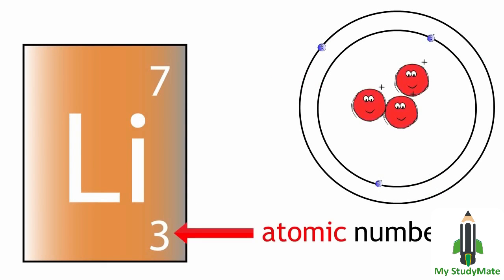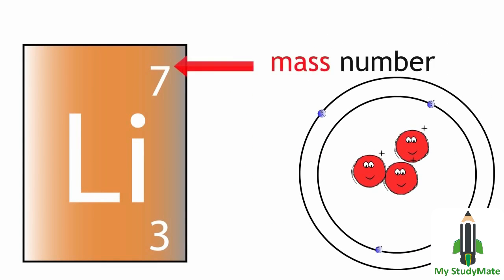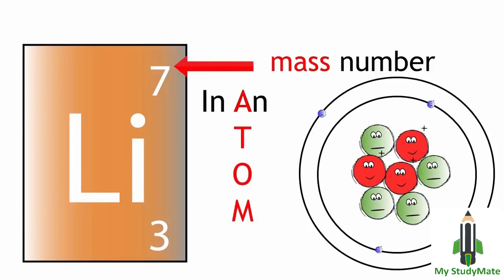So the atomic number is the number of protons in an atom and the mass number is the number of protons and neutrons in an atom.